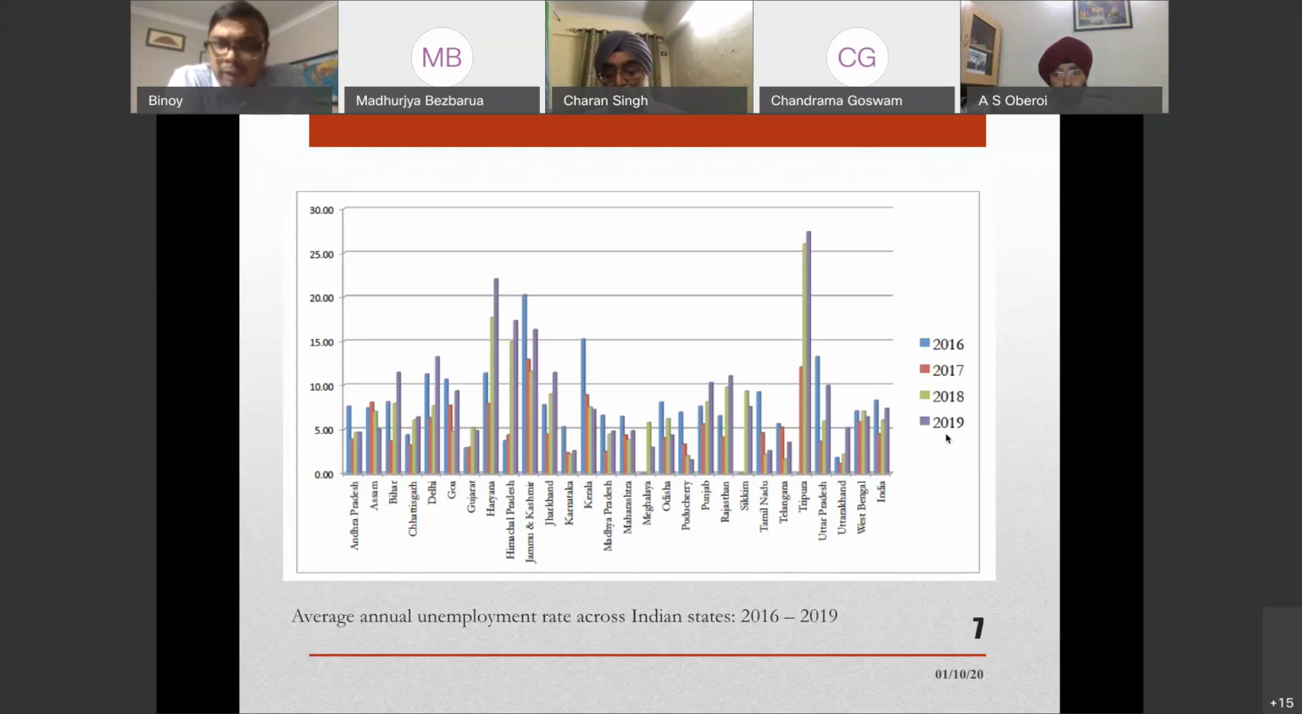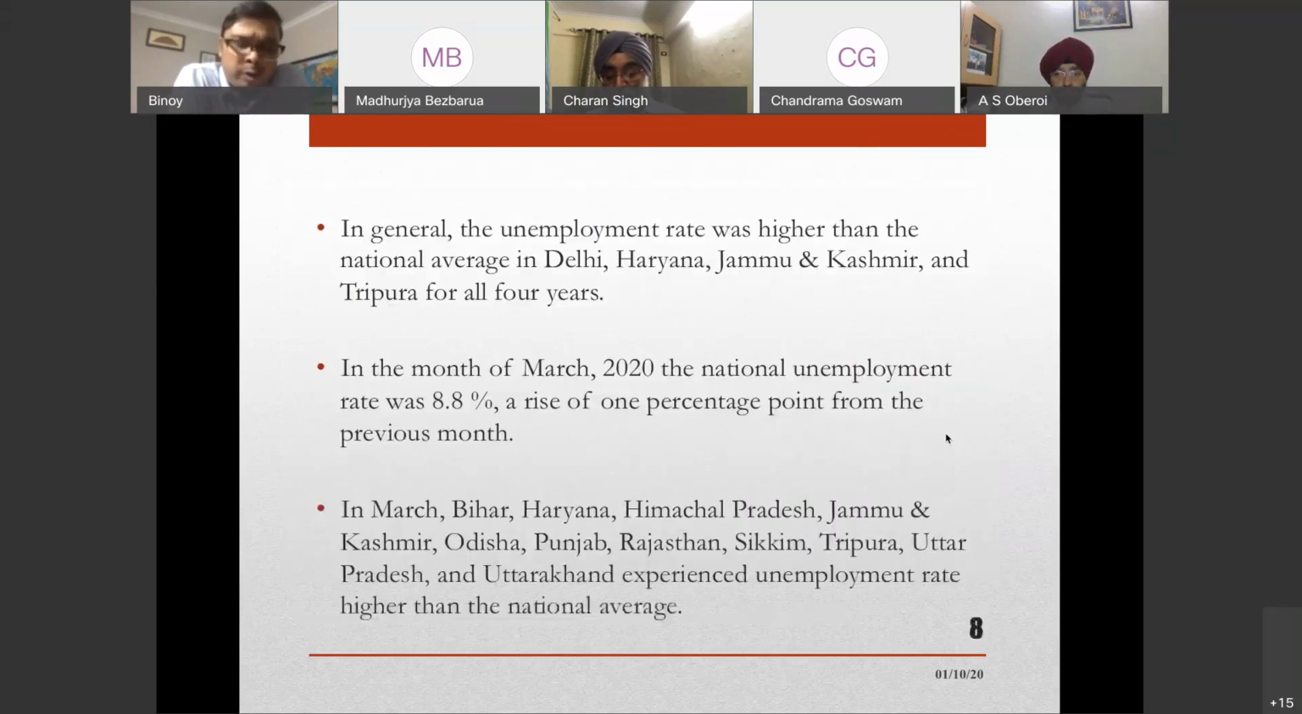In the month of March 2020, the national unemployment rate was 8.8%, which is 1 percentage point higher than what it was in the previous month, that is, February 2020. And in March, many states and union territories actually had an unemployment rate much higher than the national average of 8.8%. So this points to the fact that even before the pandemic arrived, the economic condition in many states was already probably not so good.